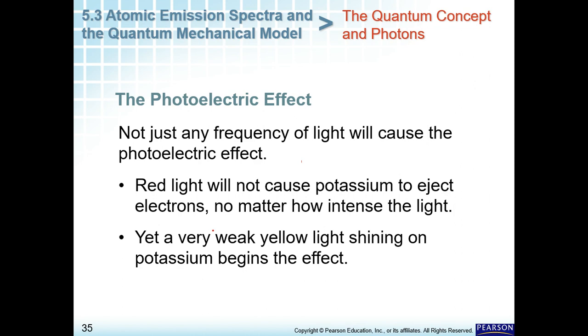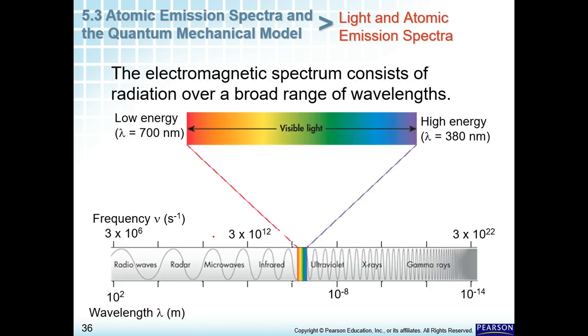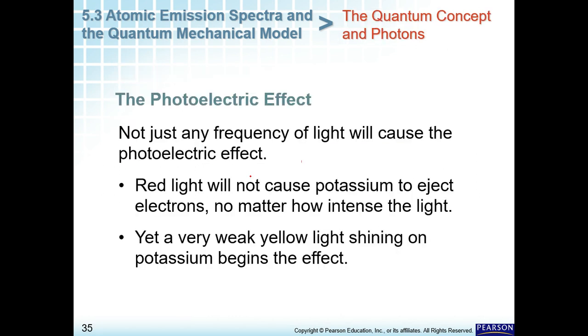Now, why do the different colors of light matter? Well, if we think back to this diagram, this has our visible light spectrum. Note that red light has very low energy, whereas yellow light has a little bit of medium energy. So what this is saying is that red light did not have enough energy to pull that electron away, but yellow light does have enough energy for that electron to leave potassium.